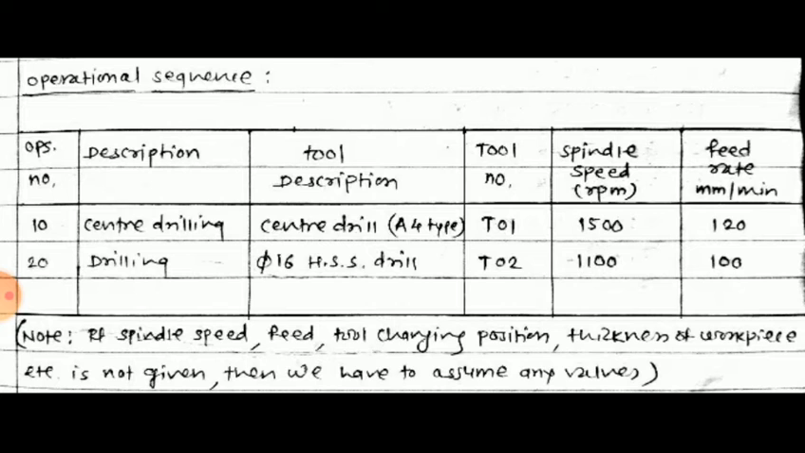First is center drilling. Tool description: a center drill is required, it is A4 type, tool number is T01, spindle speed assumed is 1500, and feed rate assumed is 120 mm per minute. After performing the center drilling, we will perform the drilling operation, that is the second cycle, drilling diameter 16 with an HSS drill, that is the required diameter of the hole. Tool number is T02, spindle speed 1100 and feed rate is 100. If spindle speed, feed, tool changing position, or thickness of workpiece is not given in a problem, then we have to assume any values.